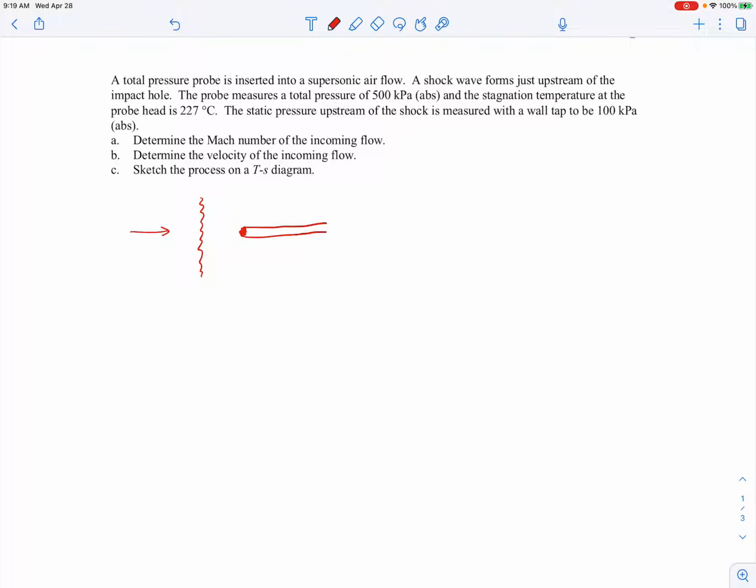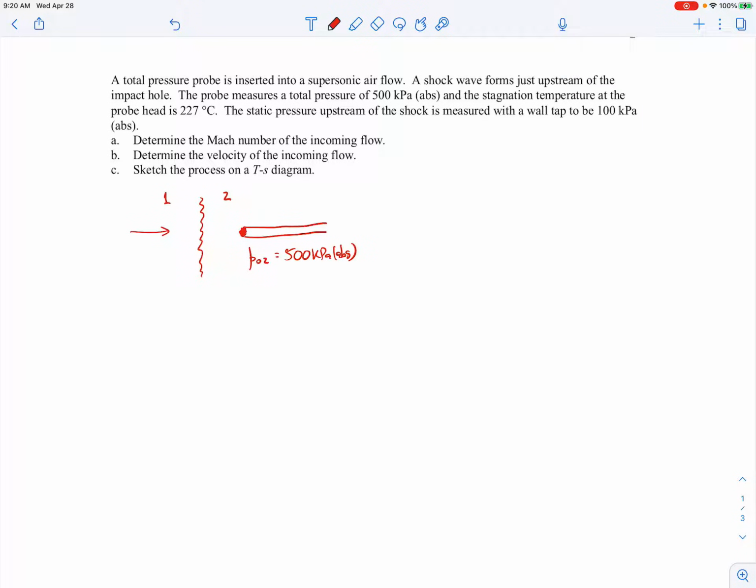The total pressure is the same as the stagnation pressure, so I'm going to call it P02 since it's downstream of the shock wave. The conditions upstream we'll call 1 and the conditions downstream we'll call 2. So we know P02 is 500 kilopascals absolute. That's what is being read from the probe.